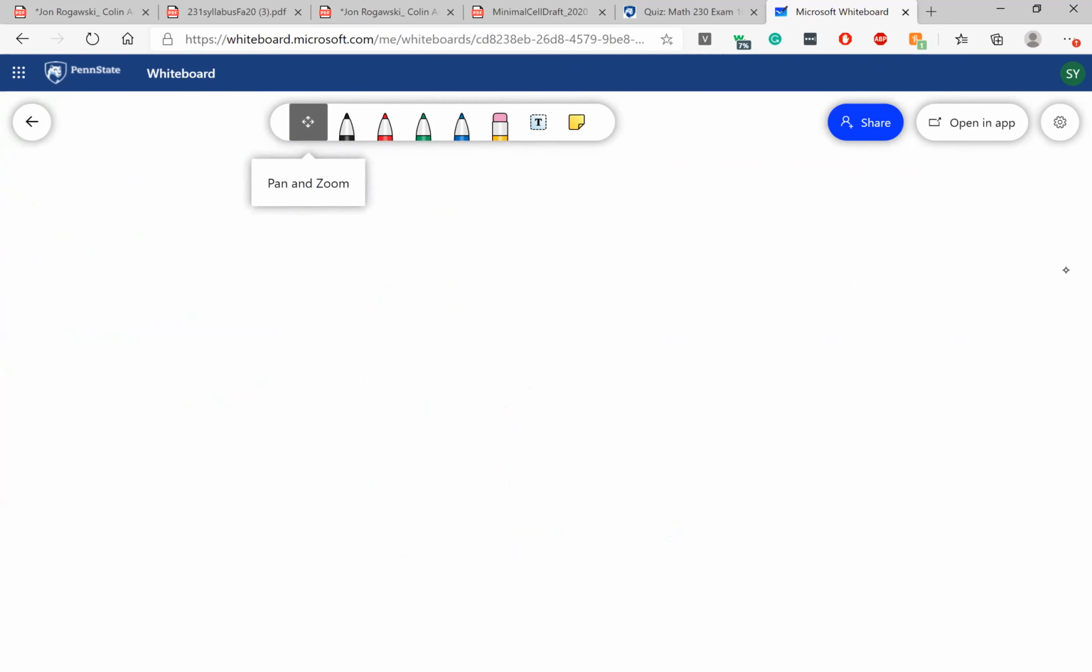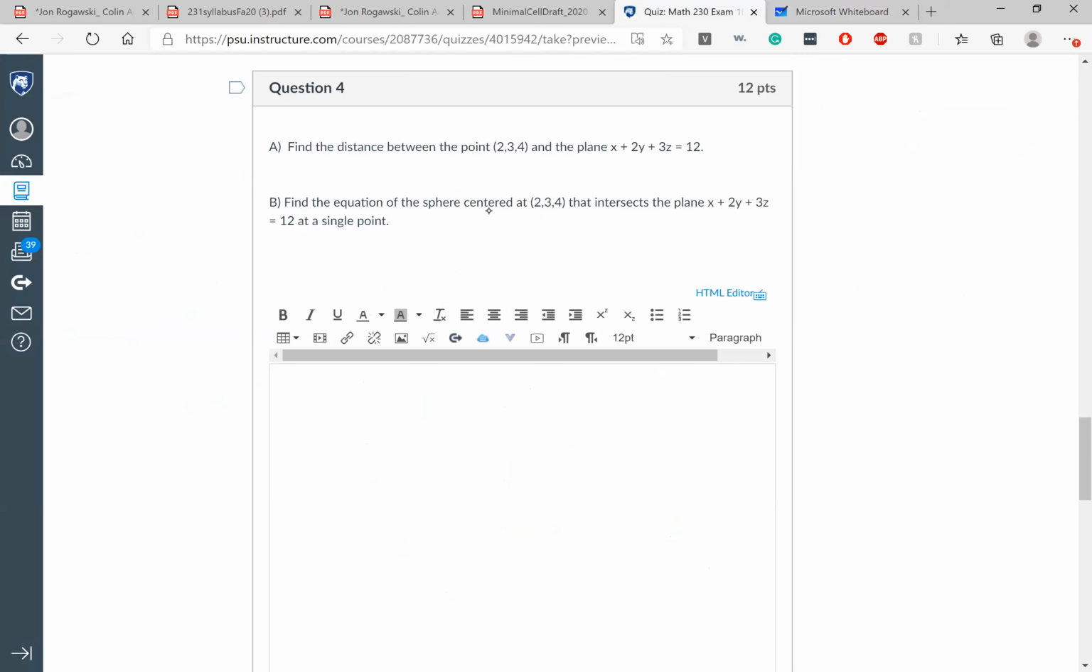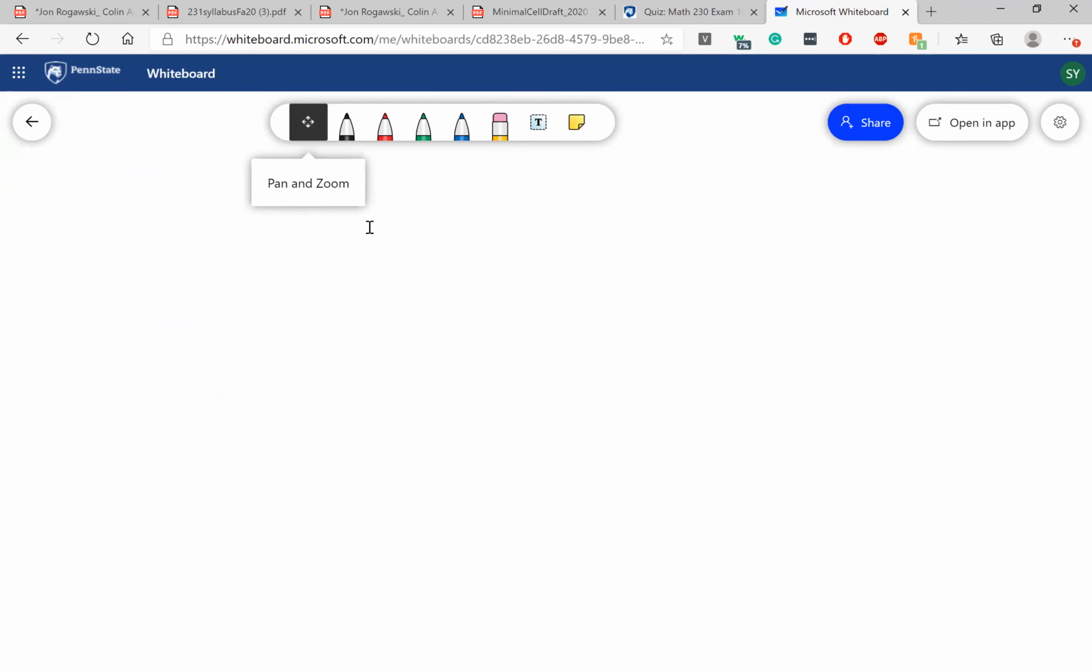So let's go on to the next problem. Find the equation of the sphere centered at this that intersects the plane at a single point. So in order to do this, any ideas? Does anyone have any ideas how to do this?